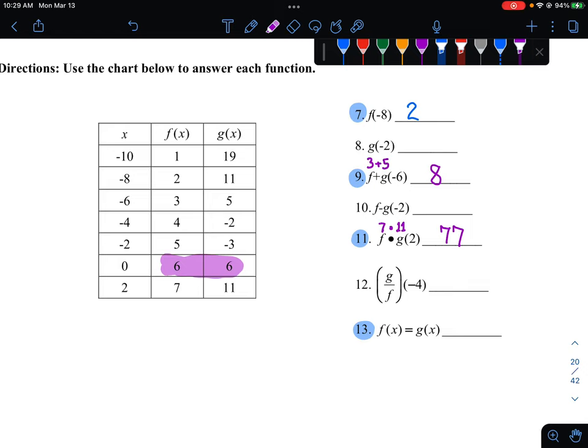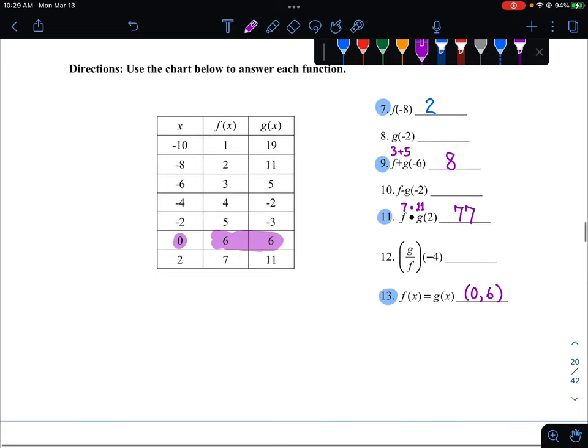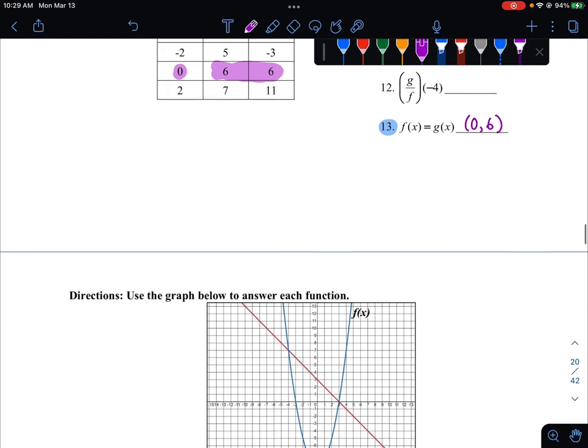I don't see anywhere else where the numbers are the same. So this intersection occurs at (0, 6). We don't want to say it's at 6. It's at (0, 6). So that would be the point on the graph where they meet.